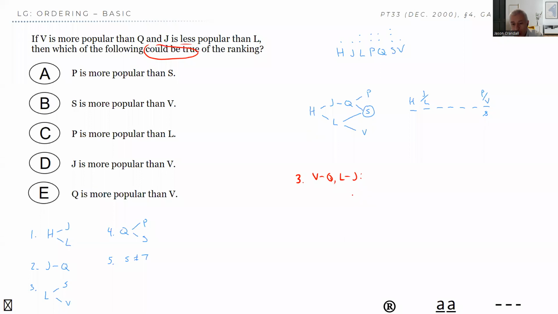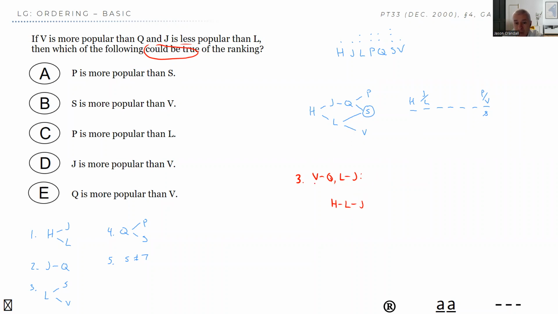So V before Q and L before J. Obviously the L before J part is going to show up earlier in my diagram than the V before Q aspect. So I'm going to go H before L before J. Now I want to think ahead, kind of what else do I know about these variables? L is still before S and V.